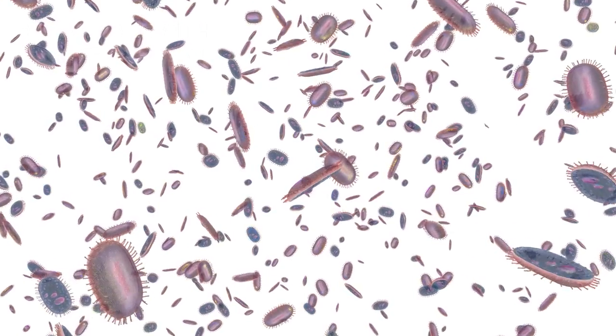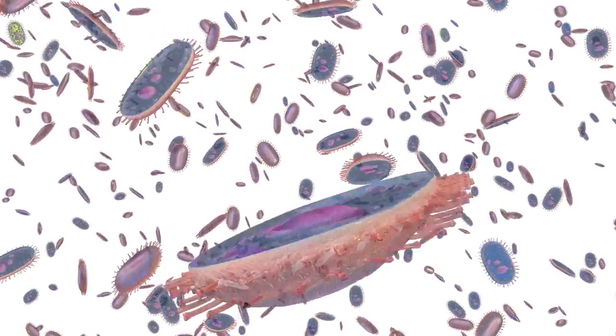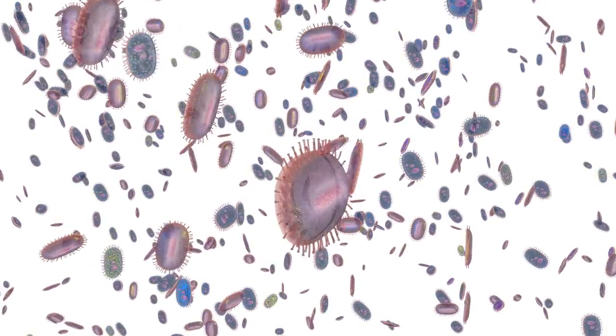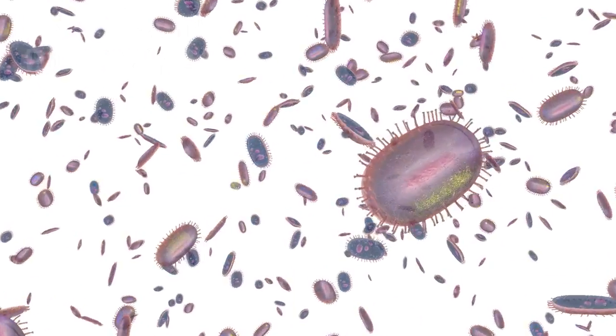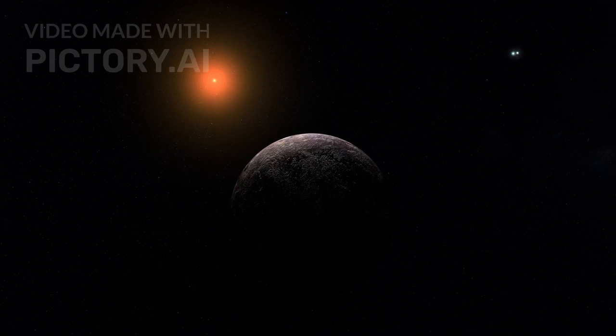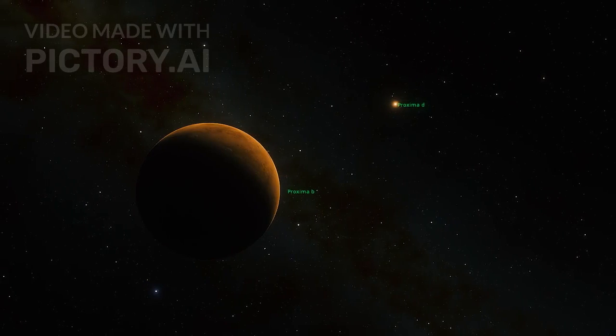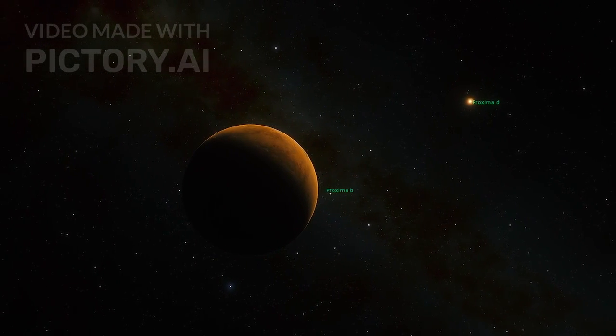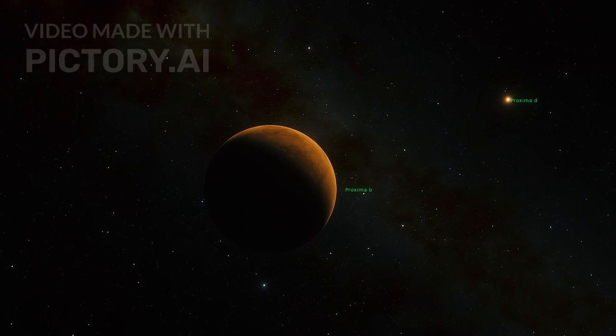One of the most intriguing discoveries made possible by the JWST is the study of Proxima B, a planet orbiting Proxima Centauri, the closest star to our solar system. Proxima Centauri is part of the Alpha Centauri system, located just 4.24 light-years away. Proxima B was first detected in 2013 when astronomers noticed a slight gravitational tug on its parent star.